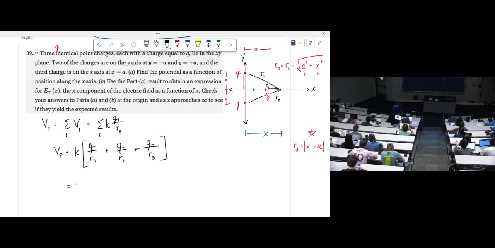So for this, at least as far as what we're concerned, we have the same Q, and R2 and R1 are the same. So I get K times 2Q divided by the square root of a squared plus x squared plus Q divided by the absolute value of x minus a. And that's it. That's all it's wanting you to solve for in terms of this problem. This would be an Achieve problem that says enter an expression for. Yes?